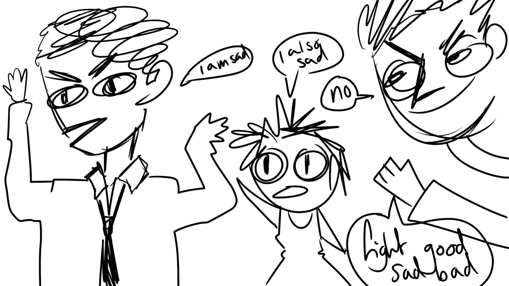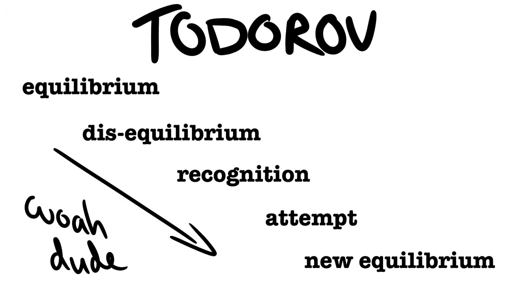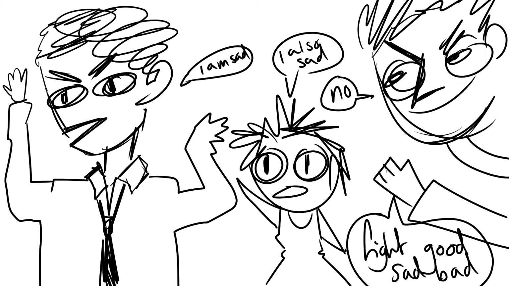Now, the next stage is recognition. This is the we're not in Kansas anymore moment of the story where the hero realizes something is wrong, very wrong, and that they must do something about it. For Fight Club, this is when he learns who Tyler Durden is, and that Tyler Durden is in fact him.